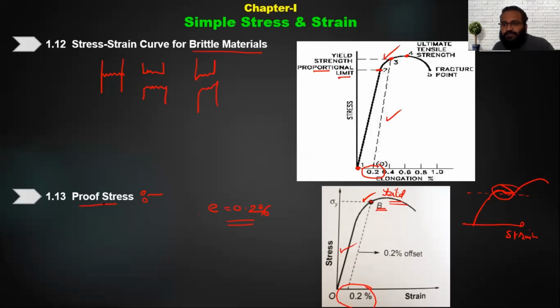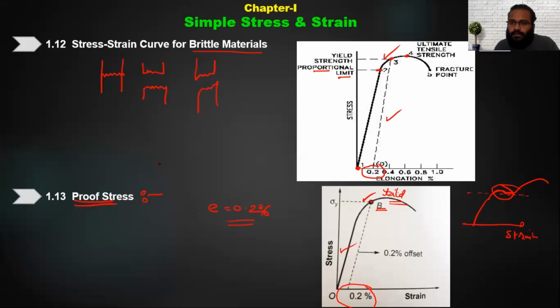So what does proof stress mean? It is a stress which is a proof that if you go beyond it, you will permanently deform the material, and if you stay below it, you are well within the elastic region where you can deform the material and regain the shape and size. That is why it is called proof stress. It is the theoretical value which you have assumed for practical use.